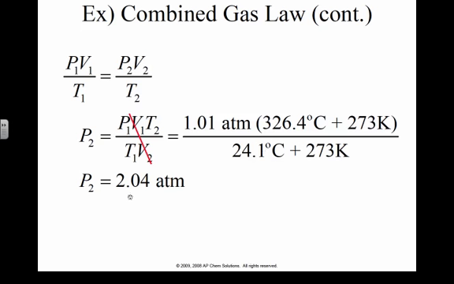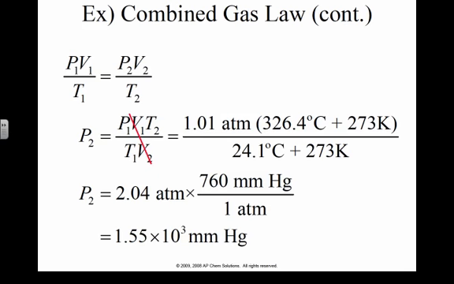pressure of 2.04 atm. But that's in atm. I want millimeters of mercury. So 1 atm is 760 millimeters of mercury. The answer is 1.55 times 10 to the third.